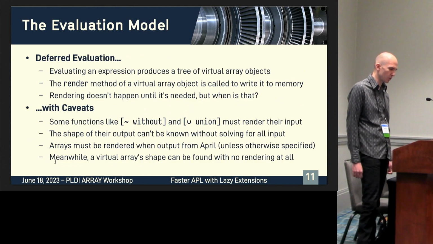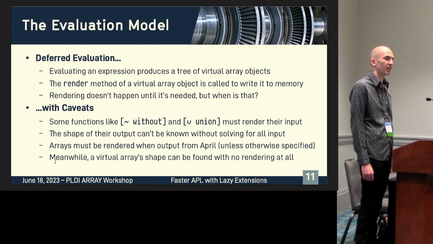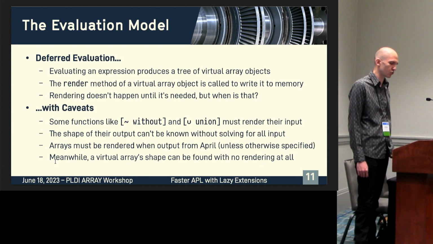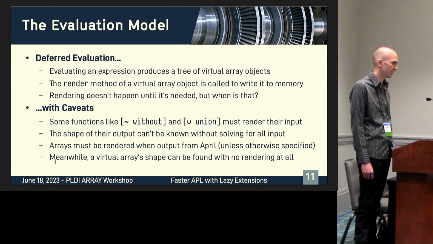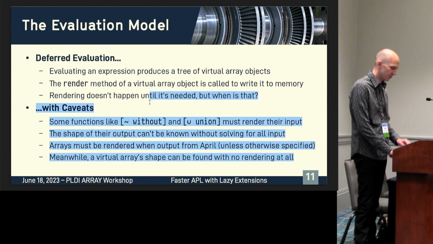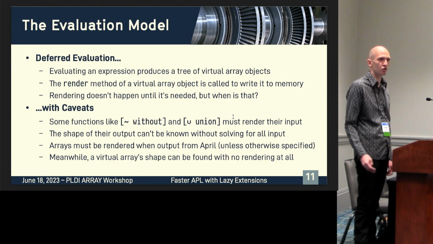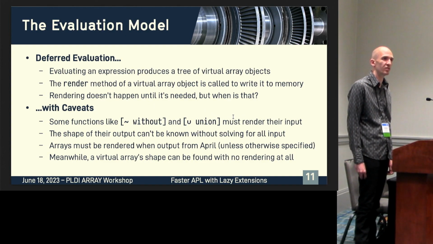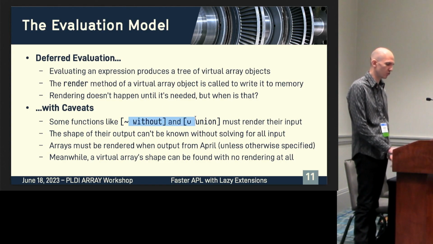More about April's evaluation model. When you evaluate an APL expression with April, it produces a tree of these virtual array objects. And these objects have a method called render, which is used to write the array into memory. This rendering doesn't happen until necessary, but what exactly does that mean? There are some APL functions, like without and union, that have to render their input, because neither the shape nor the content of their output can be known until they calculate for each element. So in these cases, adding one of these functions forces rendering to happen at the point where it occurs.